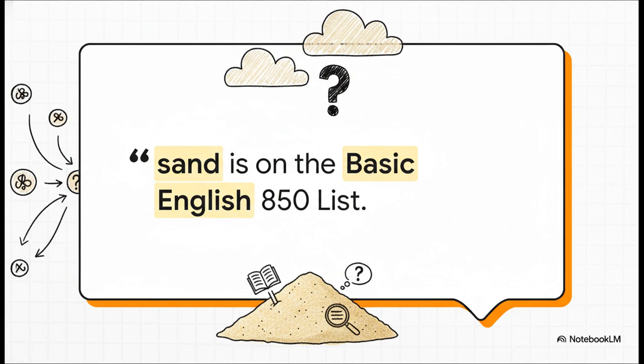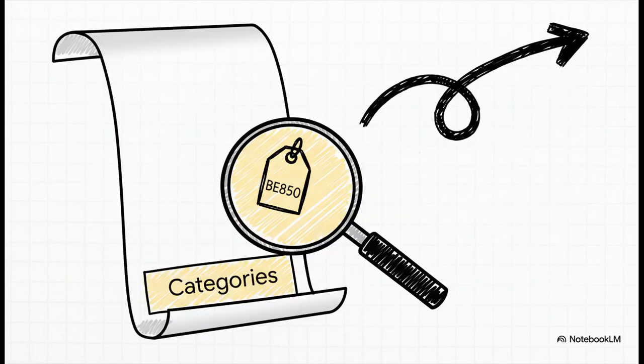What is this list? And it's not just a one-off comment. If you scroll way, way down to the bottom of the page, in the categories section, you see this little tag, BE 850. The same letters, the same number. Okay, now we know it's not a mistake. This is a deliberate breadcrumb, and it's pointing to something way bigger.